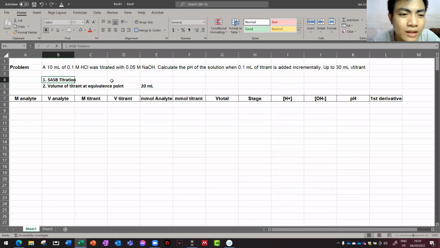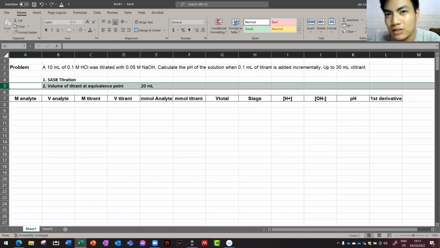Okay. Another thing, after identifying the type of titration, you have to know how much titrant will be needed to neutralize your acid. Why is this important? Kasi, you will be adding 0.1 ml of the titrant incrementally. So ibig sabihin, you have to assign stages to the volume of titrants. Why is that important? Kasi iba-iba yung equations natin per stage, right? So it is important for you to know the volume of titrant at equivalence point.